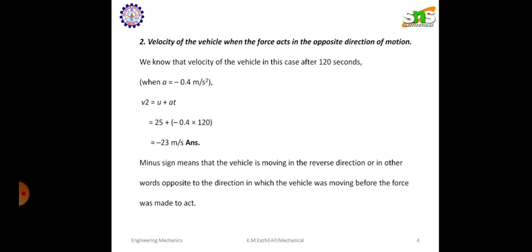Velocity of the vehicle when the force acts in the opposite direction of the motion. Here the force acts in the opposite direction of the motion. We have to take the a value as negative, minus 0.4 meter per second square. Substituting the values here, we get the velocity as 23 meter per second. The minus sign indicates the vehicle is moving in the reverse direction, or we can take it as opposite to the direction in which the vehicle was moving before.